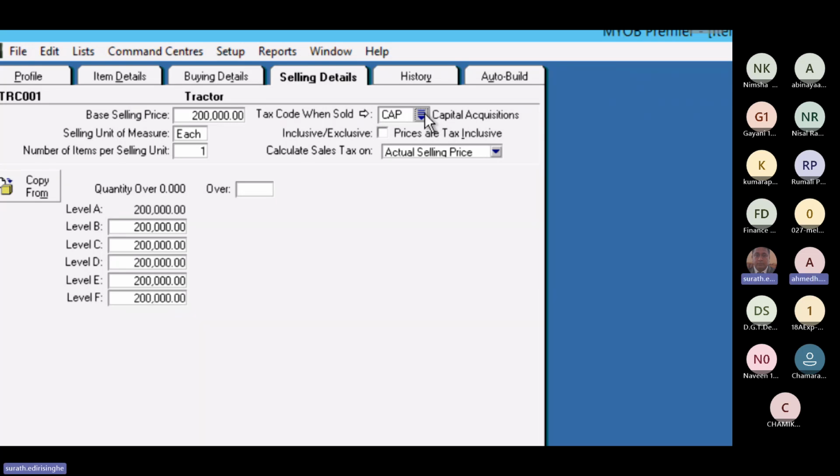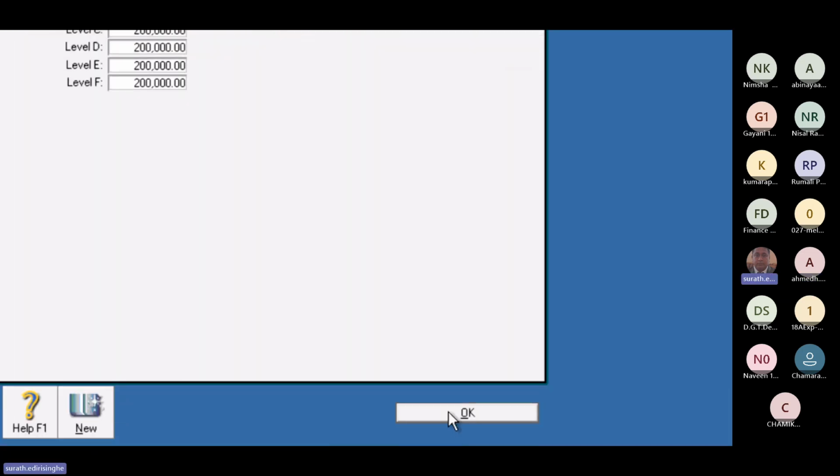Actually, there are no severe changes in this transaction, but there are some calculation differences. You are okay? Okay, sir. Right. Then click on the OK button.